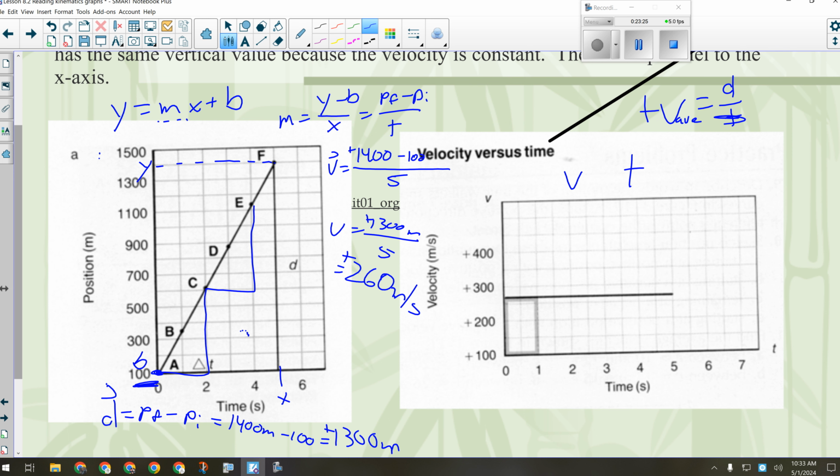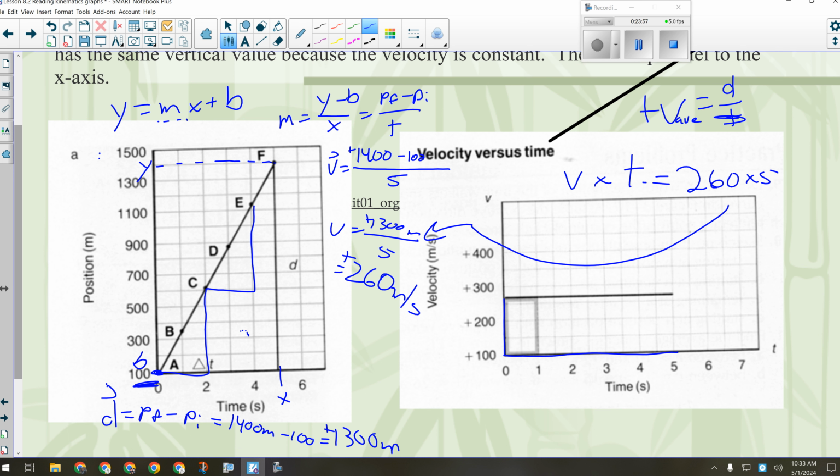Well, the time is 5 seconds. The average velocity is 260 meters per second. It's moving at that velocity constantly. So if I multiply 260 by 5, that's pretty much the opposite of what I did right there, isn't it? I better get 1,300.